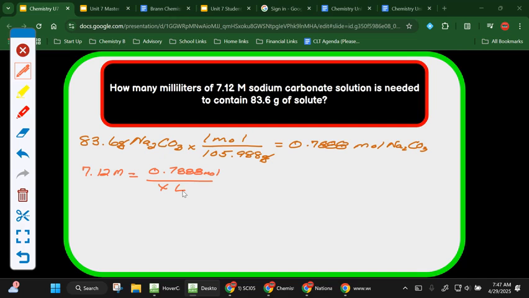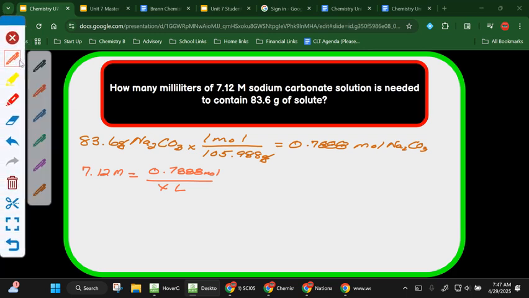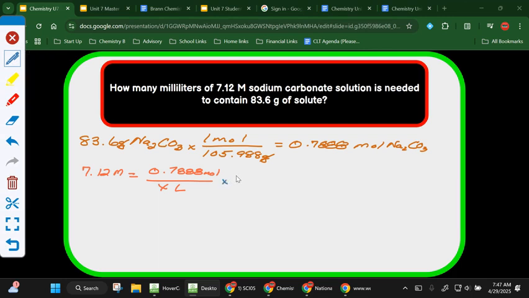Now it is a mathematical problem where I am solving for X on the bottom. To solve for X, I'm going to take this side times X liters to get this to cancel out. And what I do to one side, I do to the other. Now I rewrite this: X liters times 7.12 molar equals 0.7888 moles. And now I'm going to get that X alone by dividing both sides by 7.12.